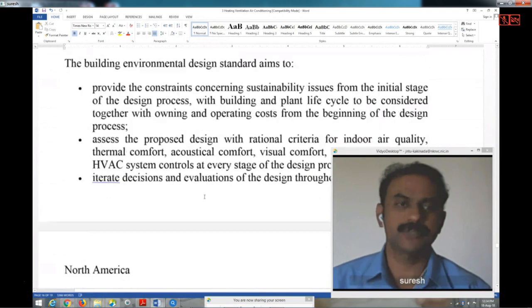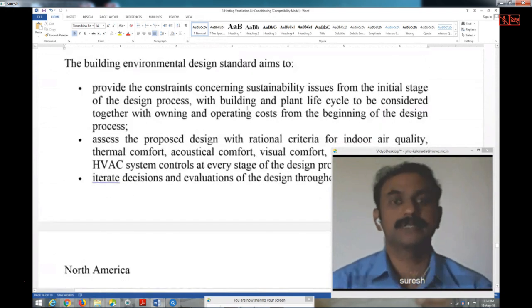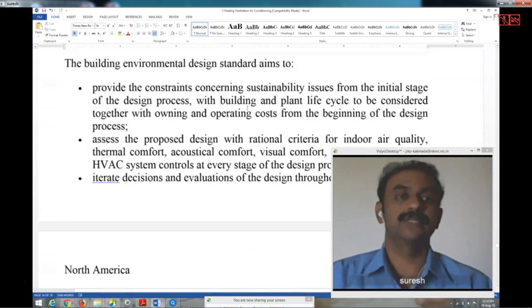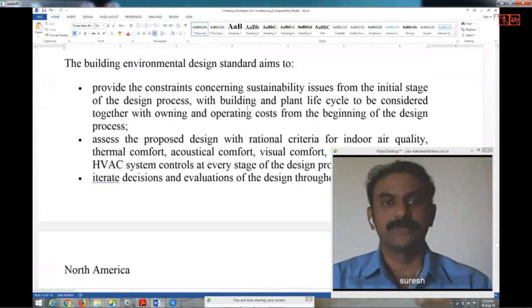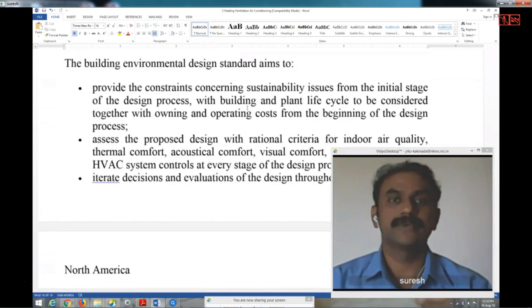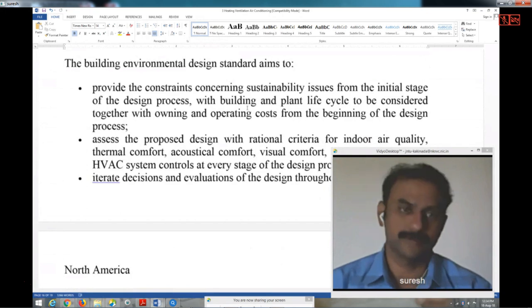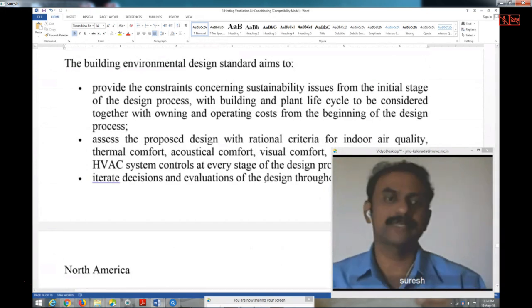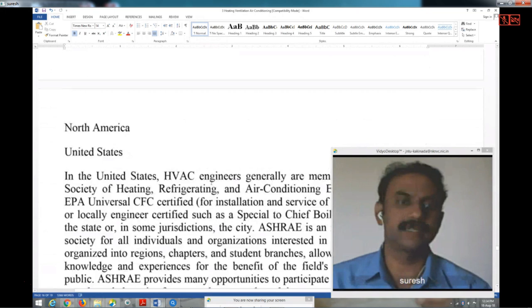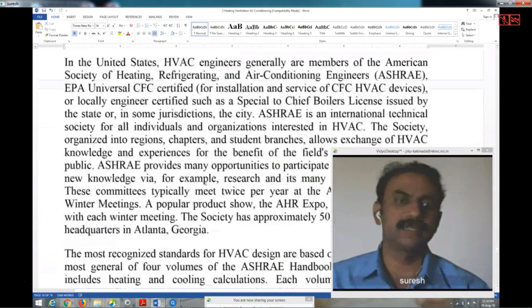This provides the constraints concerning sustainability issues. From the initial stages of the design process, the building and the plant life cycle are to be considered together with the owning and operating costs from the beginning of the design process. So these are the things. Various countries are using various standards, so this was taken here.